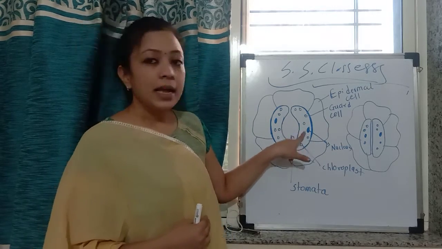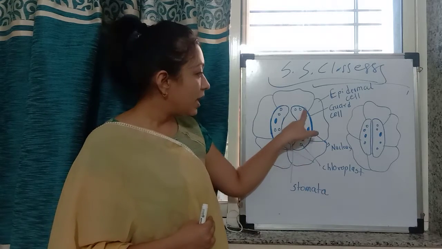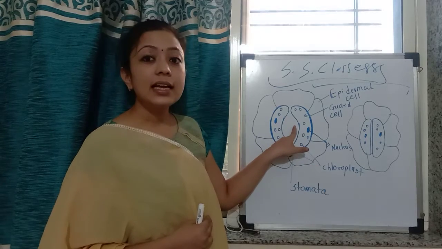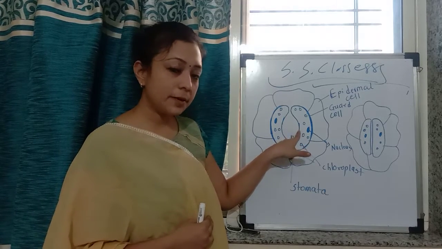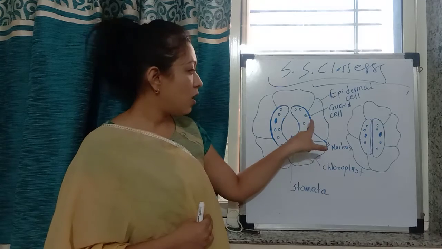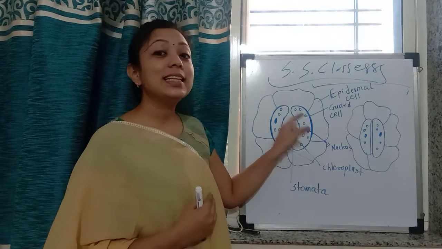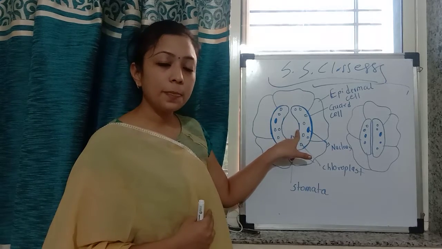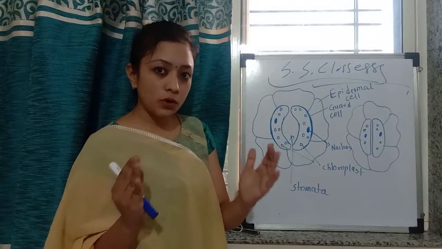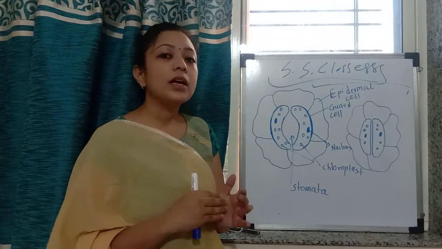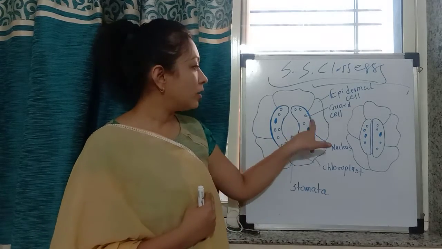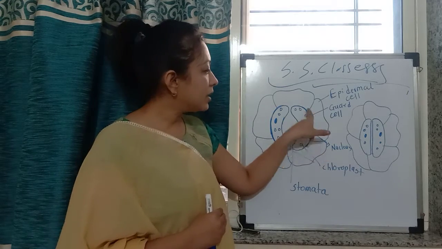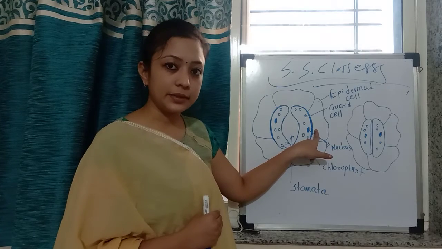Now in the case of guard cells, the outer cell wall of the guard cell is thicker than the inner cell wall. I repeat, the outer cell wall of the guard cell is thicker than the inner cell wall. Why is this so? Because when the stomatal pore opens and closes, more pressure is exerted on the outer wall of the guard cell. So to tolerate that pressure, the outer wall of the guard cell is thicker.